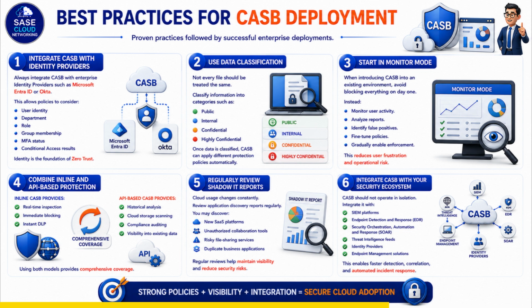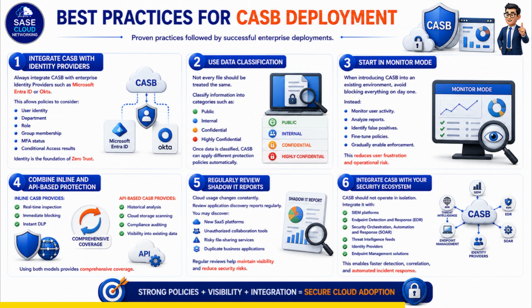2. Use data classification. Not every file should be treated the same. Classify information into categories such as public, internal, confidential, highly confidential. Once data is classified, CASB can apply different protection policies automatically. 3. Start in monitor mode. When introducing CASB into an existing environment, avoid blocking everything on day one. Instead, monitor user activity, analyze reports, identify false positives, fine-tune policies, gradually enable enforcement. This reduces user frustration and operational risk.